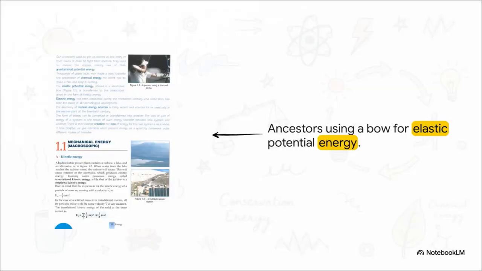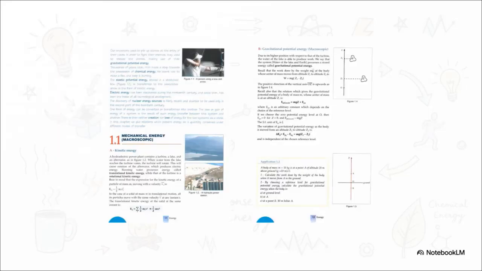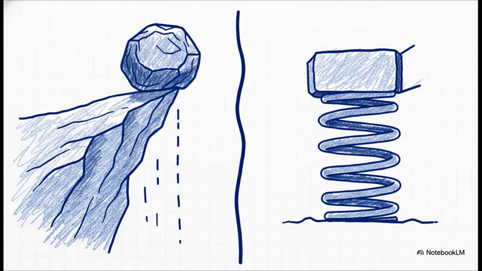It all starts with stored power. Think about our ancestors using elastic potential energy to hunt with bows. We also store energy through gravity. Picture water held high up in a massive reservoir, ready to drop. So, on a large, macroscopic scale, we're mainly dealing with gravitational and elastic potential energy.